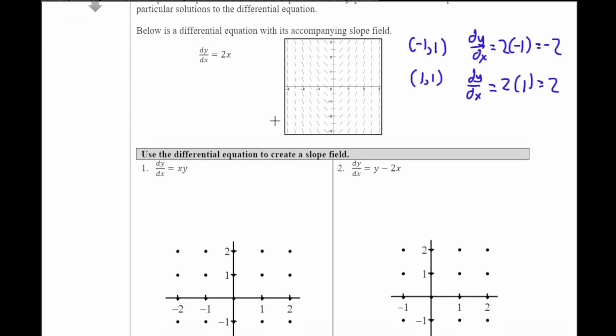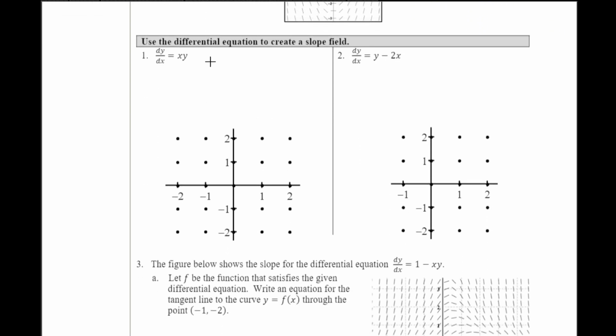Let's do an example here. Use the differential equation to create a slope field. So dy/dx is x times y. There's a few different ways you can do this. You can individually test every single point you have here. So if you did, let's see, 0 comma 2, which is this point right here.